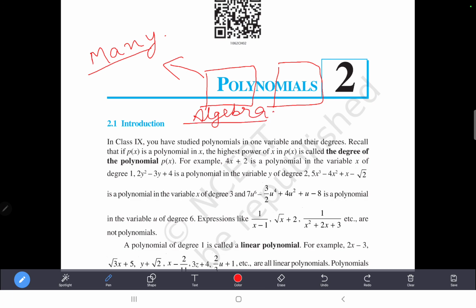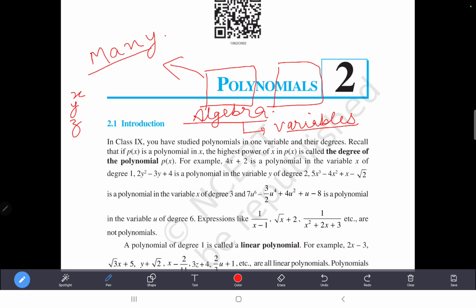Algebra means we are learning things when we don't know the actual number. These things are called variables. We are talking about something we don't know. And how do we denote variables? Either by X or by Y, Z. This is all revision from previous classes.